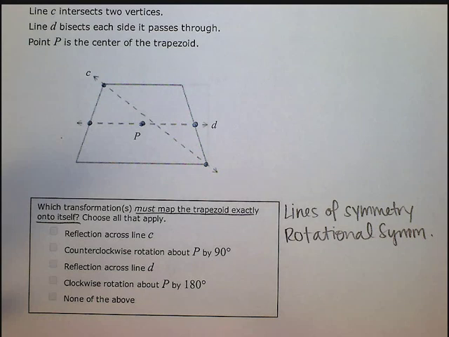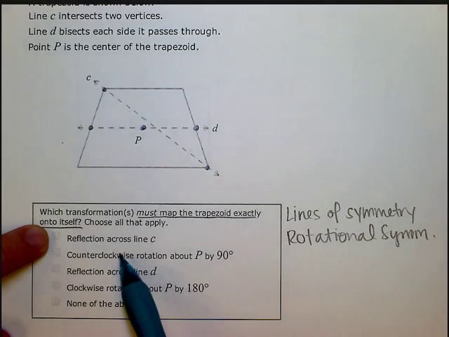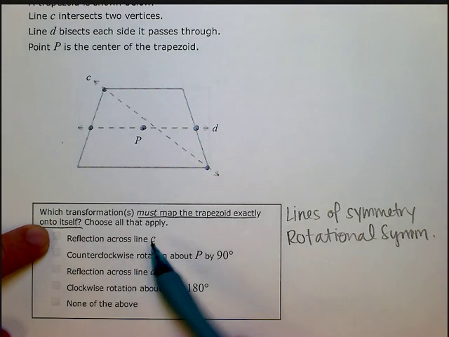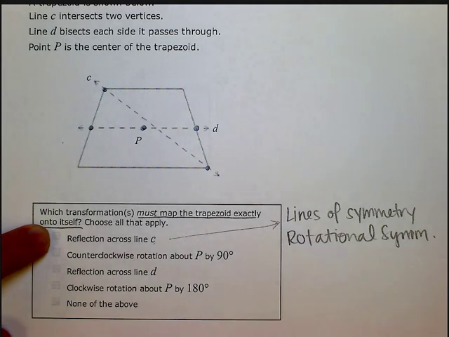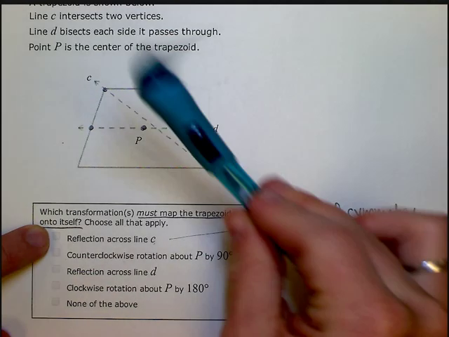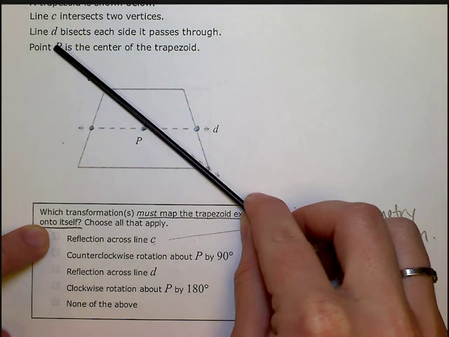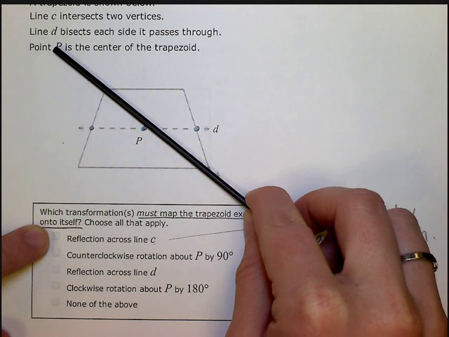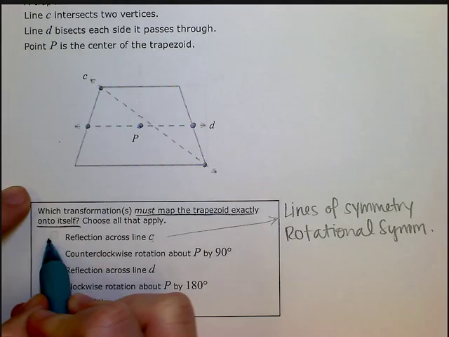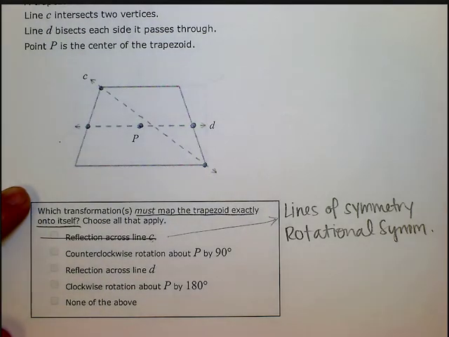So when it says a reflection across line C, that's talking about a line of symmetry. Can we fold it on the line C and both halves look the same? So if you picture folding it right here on the line C, would both halves look the same? No, they would not. So this one's out. Don't select that one. Okay?